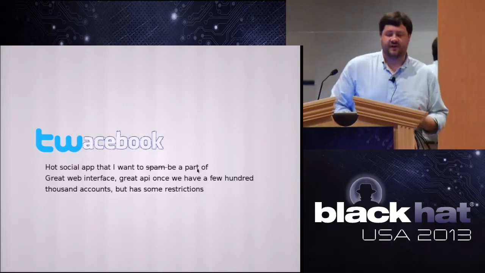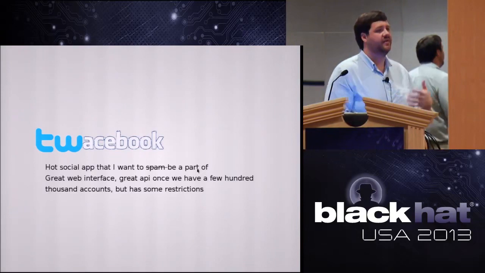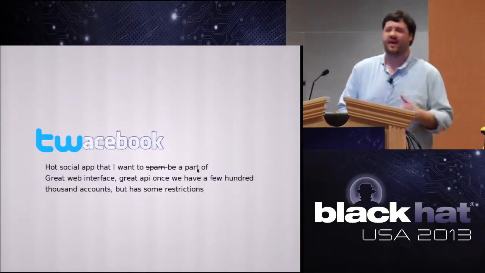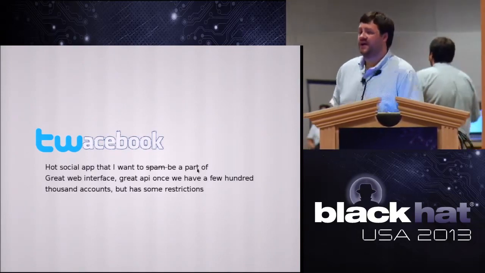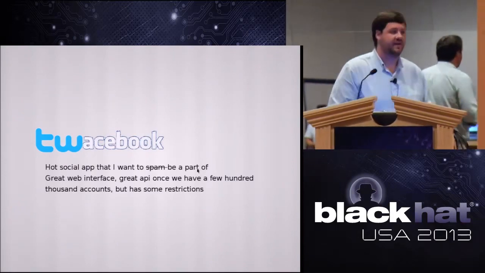We want to get a few thousand accounts, but there are some restrictions. You have things like CAPTCHAs if you start going through the web API and run your scripting through that. You don't want to deal with that. You have rate limits. Again, you don't want to deal with that. We're trying to create a few 100,000 accounts. We don't have time to waste. We've got to get that malware out now.